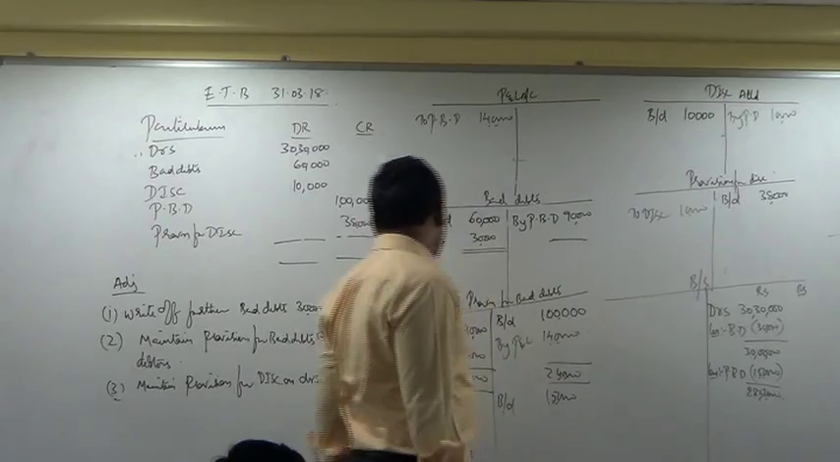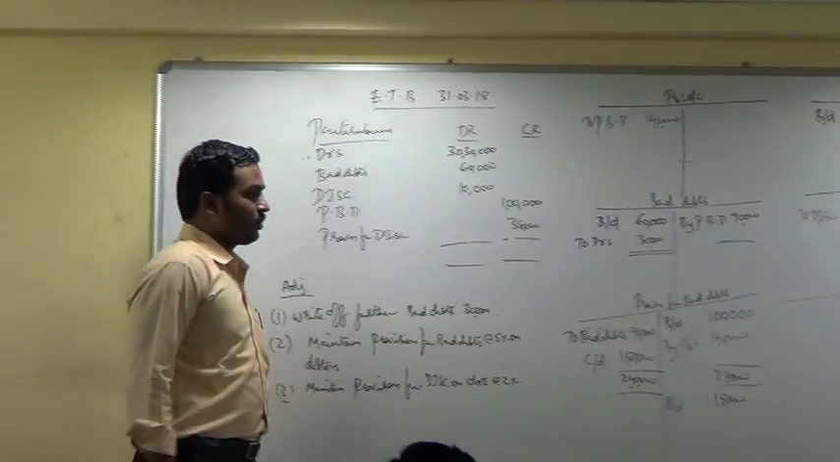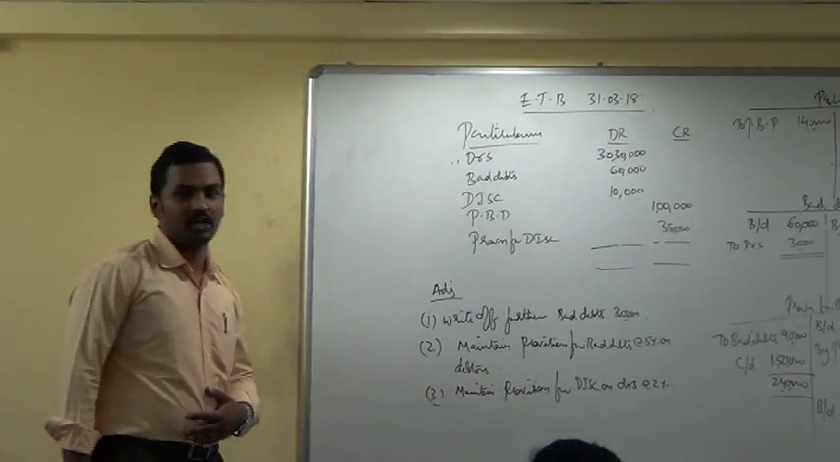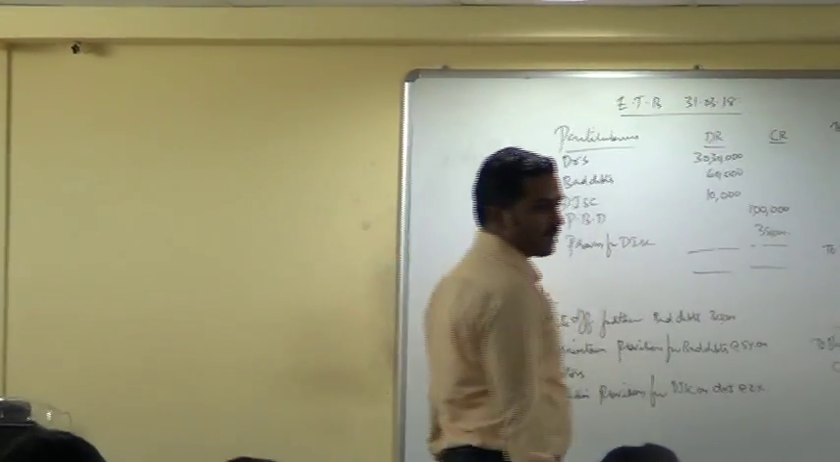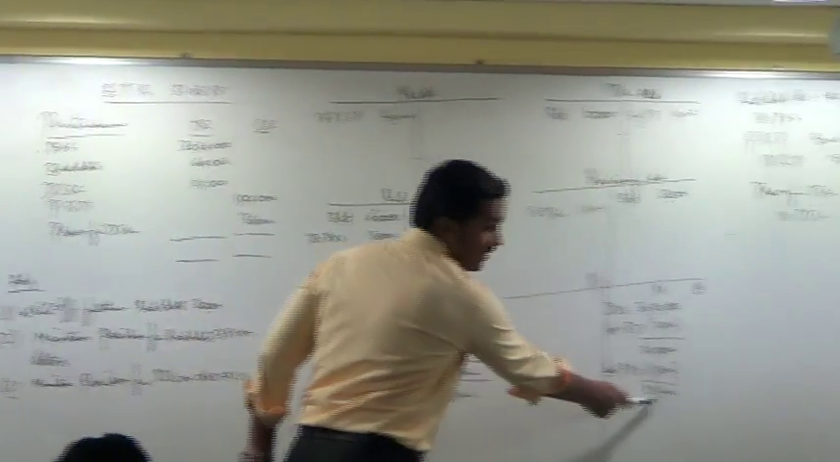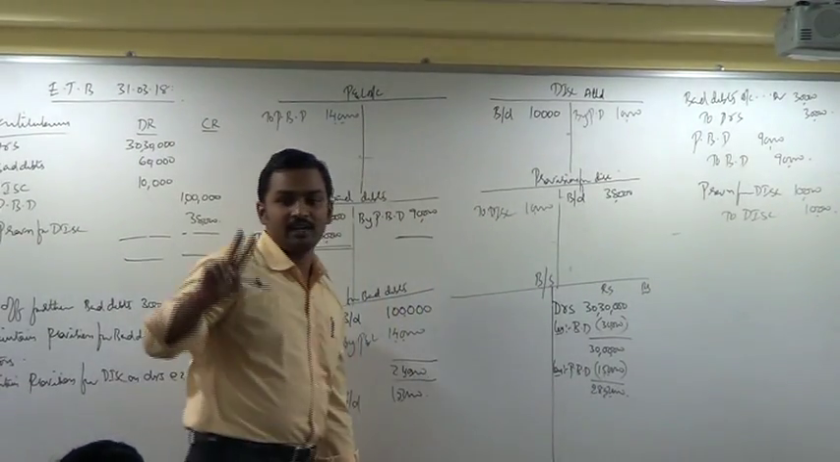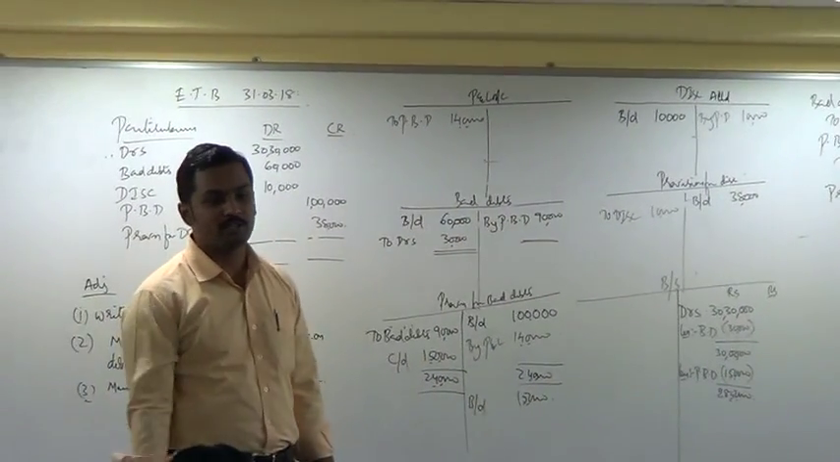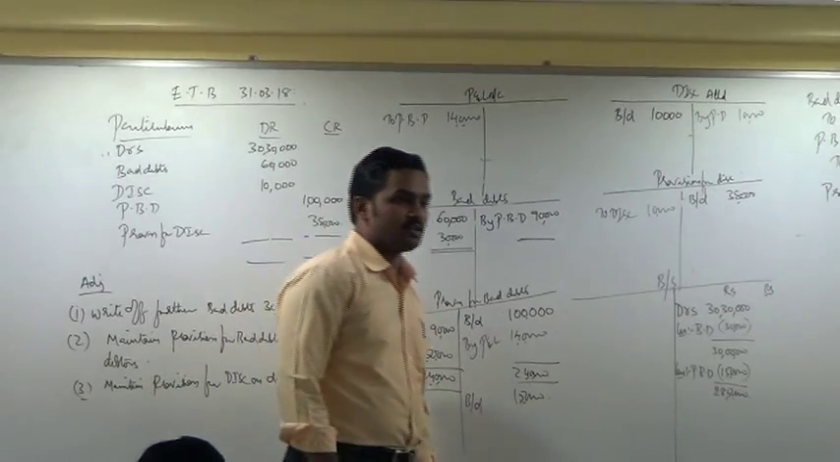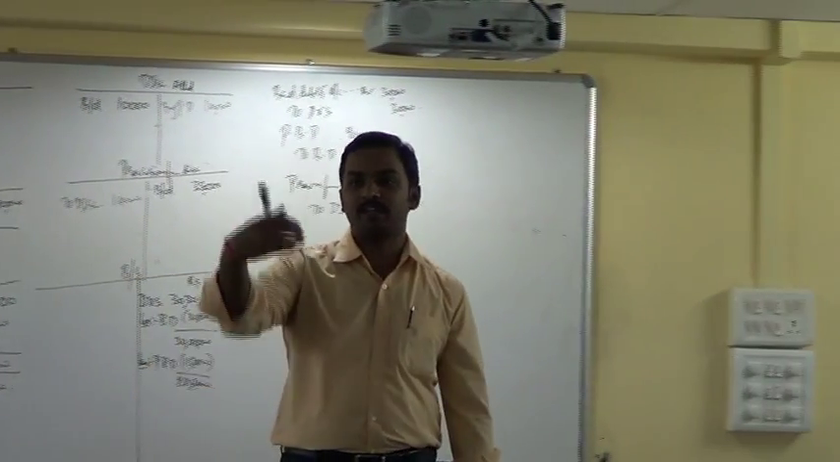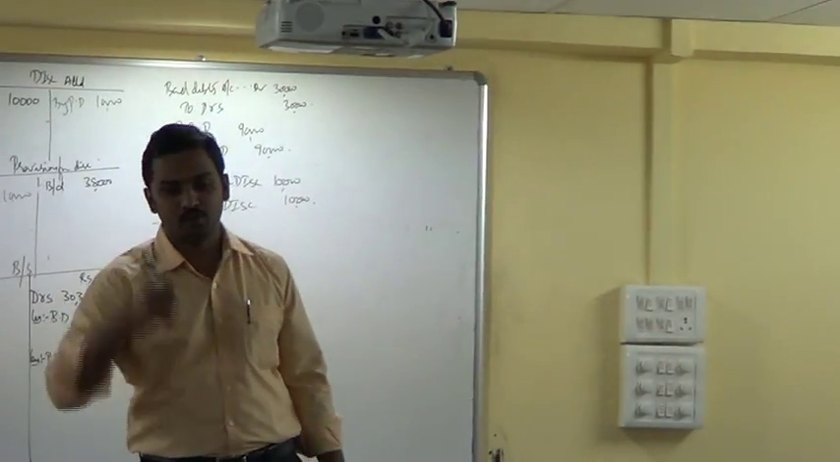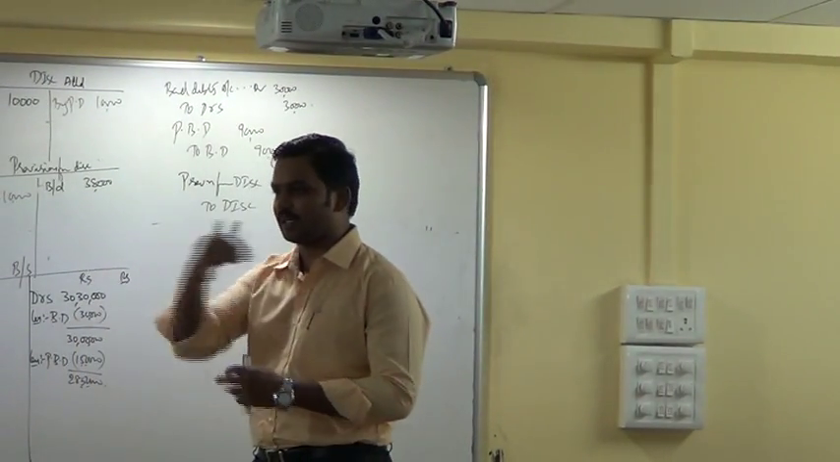Okay. Now read the last adjustment. Maintain provision for discount on debtors at the rate of 2%. Now look at the board. Debtors which are expected to be collected 28,50,000. On that we may give 2% discount. Calculated, how much is it? 28,50,000 at 2% is 57,000. 57,000 is the expected amount of discount which we may allow in the future. Okay, that is the loss expected.